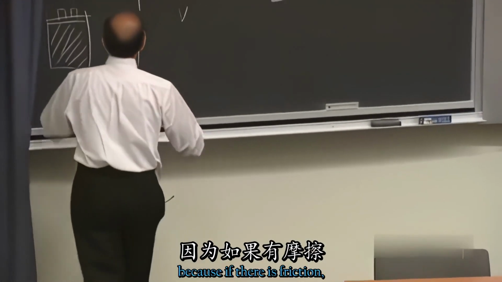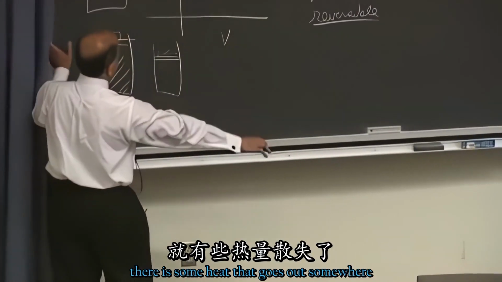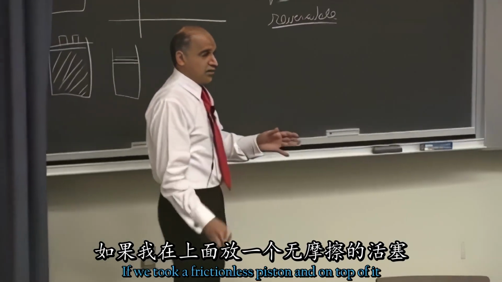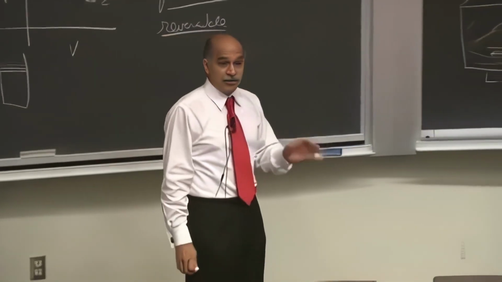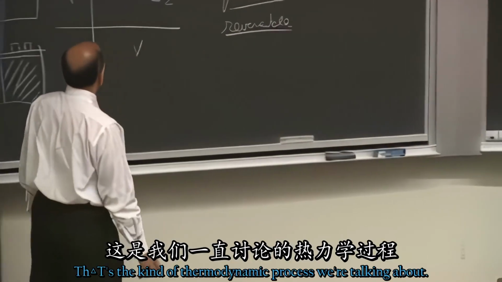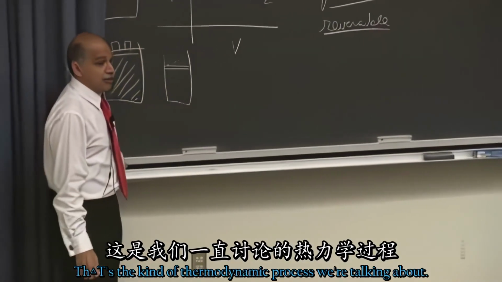Because if there is friction, there is some heat that goes out somewhere and some energy is lost somewhere, and we cannot bring it back. If you took a frictionless piston and moved it very, very slowly, you can follow this graph. So that's the kind of thermodynamic process we're talking about.